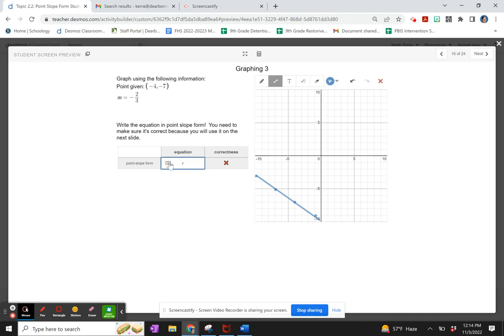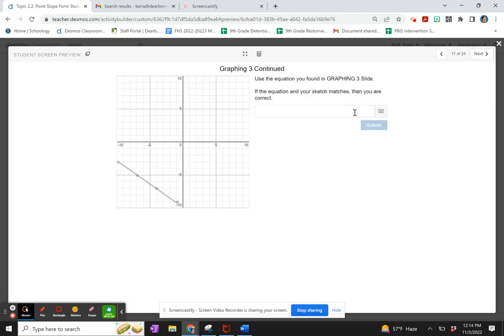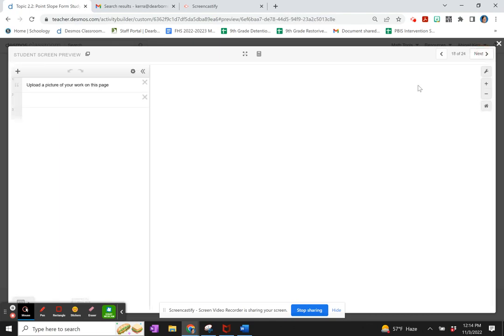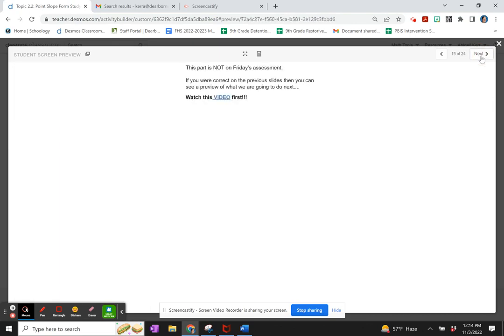And then my equation is y plus 7 equals negative 2 over 3, x plus 4. Once again, copy and paste this equation. Make sure that it goes through, and it does. Upload your work if you did any. And then these next slides are for what we're going to do after.